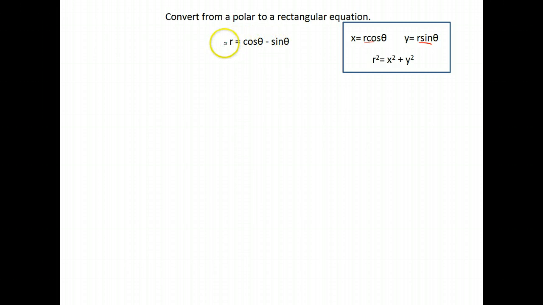Now this time we don't want to square. The reason is that wouldn't solve our problem on this side. But if we multiply everything by r, that does solve our problem on both sides. Because on the left side I end up with r squared, and on the right side I end up with r cosine theta minus r sine theta. So it fixed both problems. I now have my r squared, and now I have an r with my cosine theta and my sine theta. So I just used the property of algebra that it's okay to multiply both sides by the same thing, and that fixed it up.